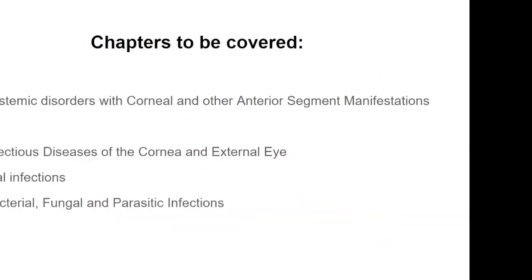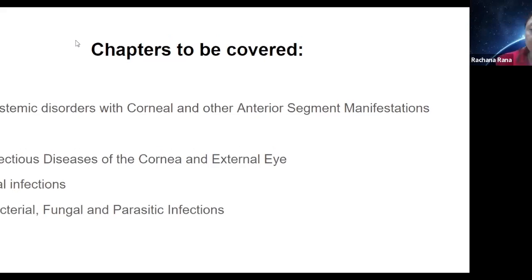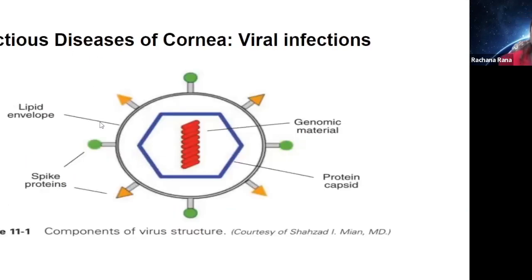So the chapters to be covered: I have given chapters 10, 11, and 12. Because I think we have a time constraint, I'll be dealing with chapters 11 and 12, which I think are very important topics, and then later on I'll go to chapter 10. So first, chapter 11, which is infectious disease of the cornea, viral infection.